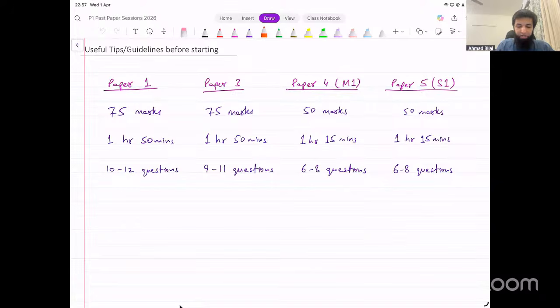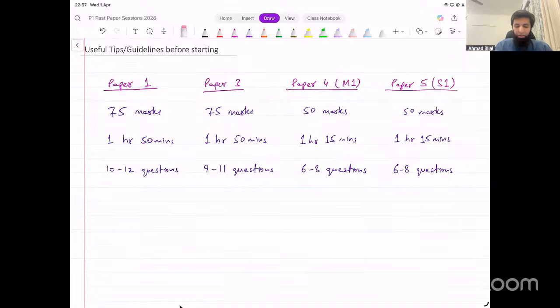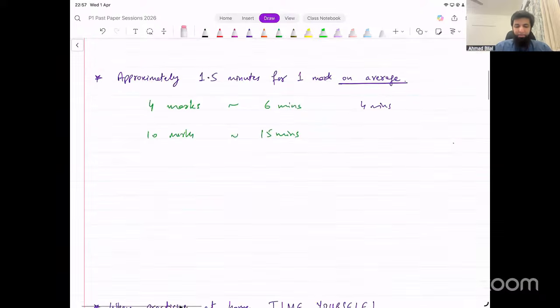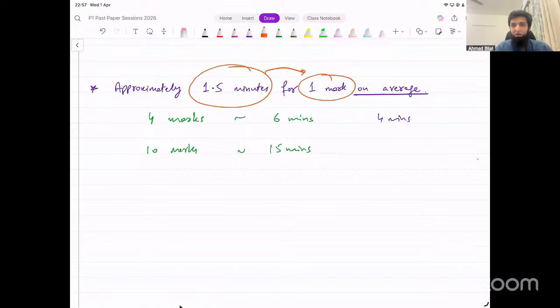First of all, you already are familiar with this, how the papers are distributed. So P1, P3, they have 75 marks, P4 and P5, they have 50 marks, and the time for them. P1 has 10 to 12 questions, this has 9 to 11 questions, and then M1 and S1 have 6 to 8 questions. Okay, now that's the summary of this. That basically gives us around 1.5 minutes for each mark on average. So in all those papers, on average, we have 1.5 minutes per mark.